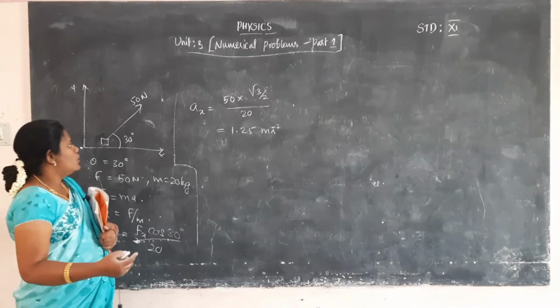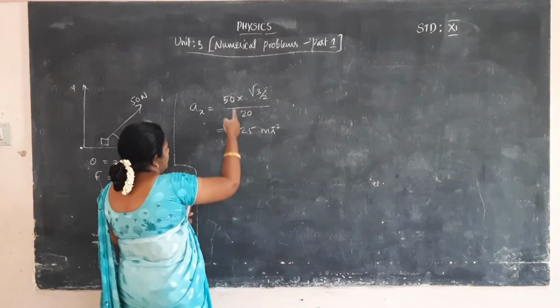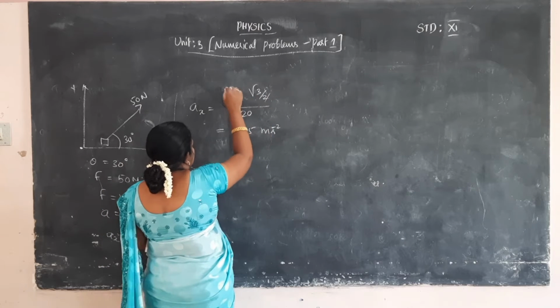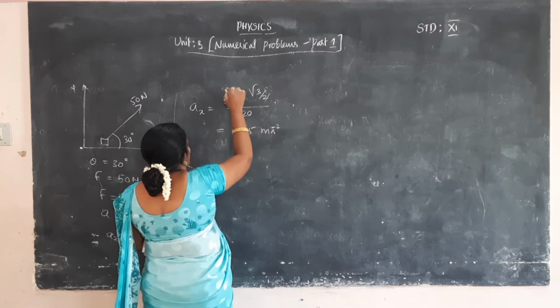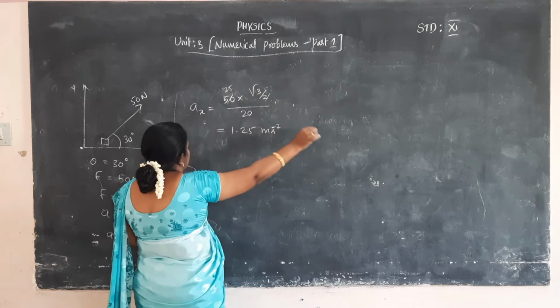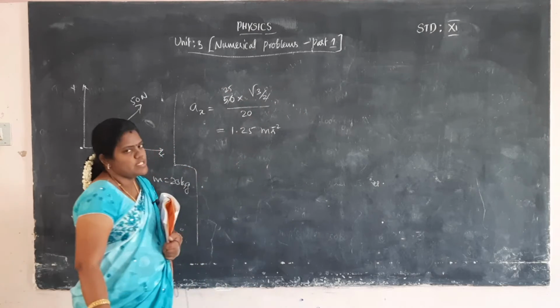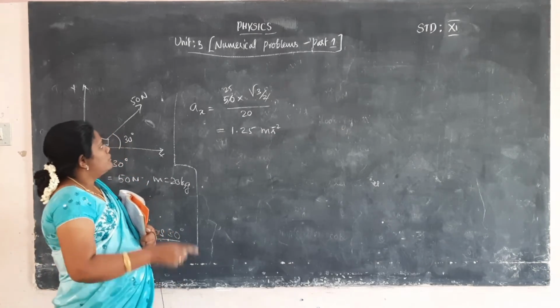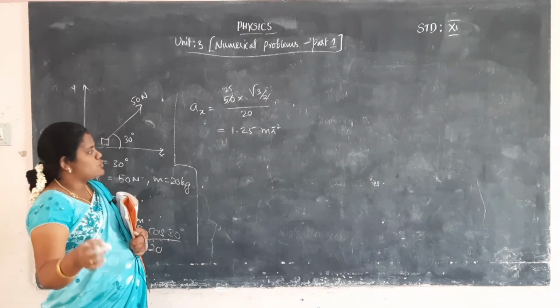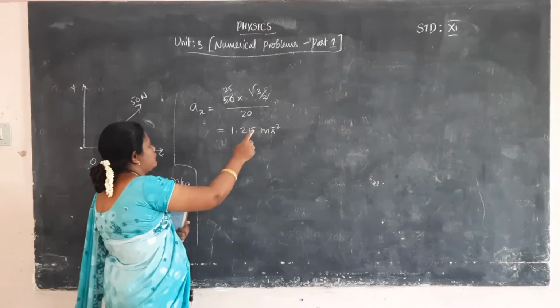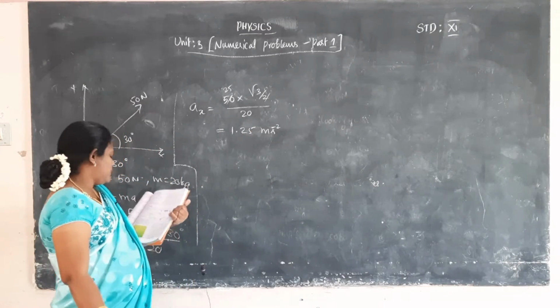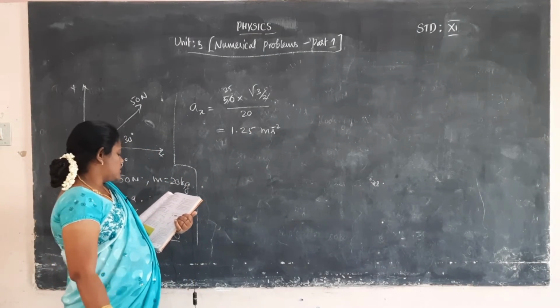Now you can simplify: 2 fours are 8, 1 two is 2, and 25 twos are 50. And again root 3, the value of root 3 is 1.732. 25 into 1.732 by 20 gives 1.25. Okay, the answer is 1.25. We have to calculate in the y-axis also.